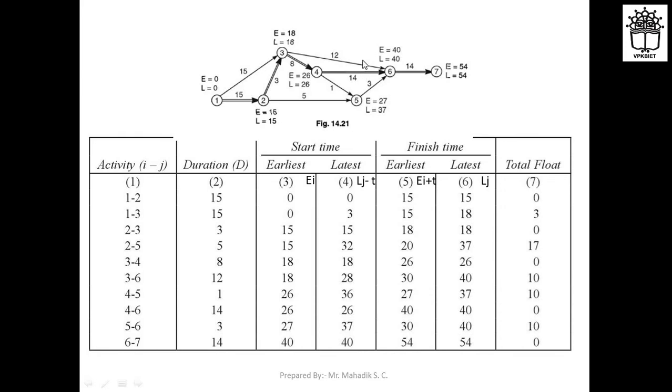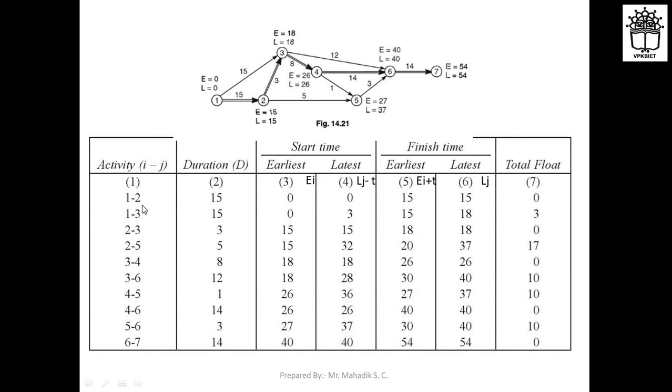So out of all these paths, which one is the critical, how can we identify? You can identify with the help of float. For the activity which has float 0, you can take that activity. That is for activity 1 to 2, the float is 0. For activity 2 to 3, float is 0. For activity 3 to 4, float is 0. For activity 4 to 6, float is 0. And for activity 6 to 7, float is 0.